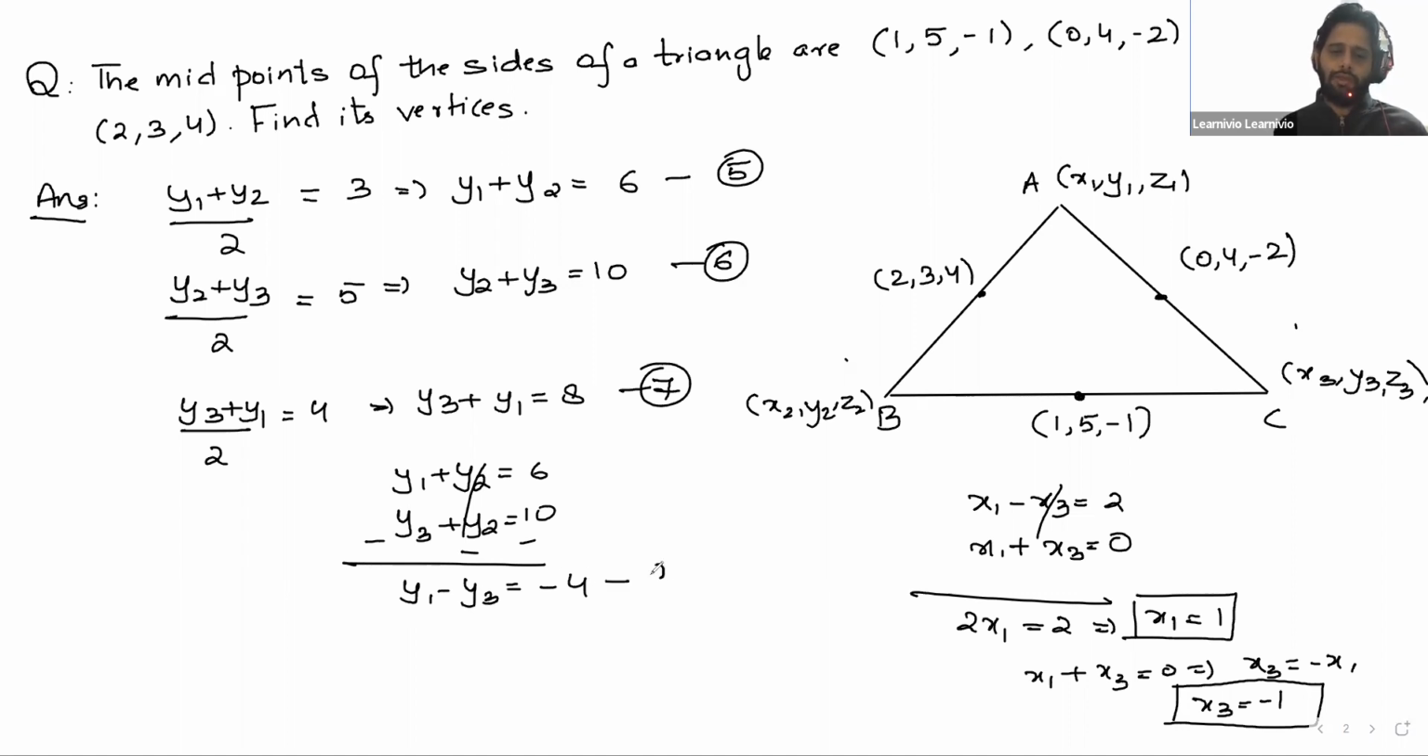Okay, let this be 8. Now solve this equation and this one. y1 plus y3 is equal to 8. Solve this, this cancels out. 2y1 is equal to 4. So y1 you get is equal to 2.